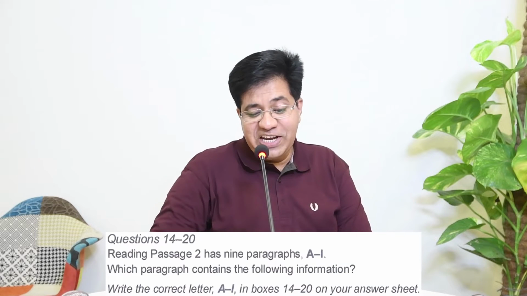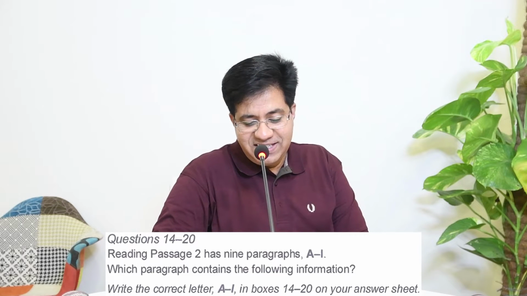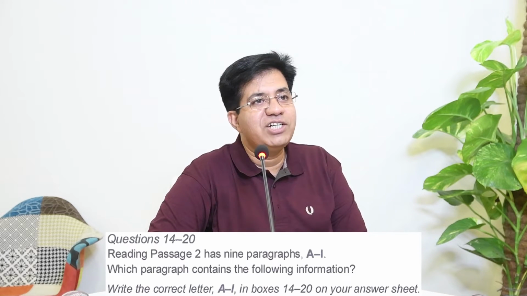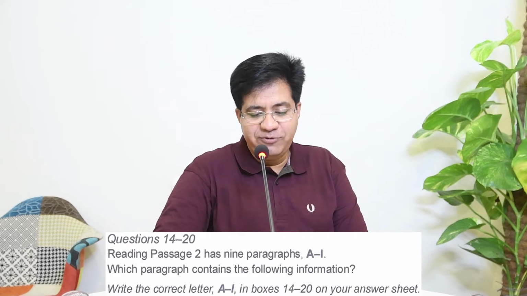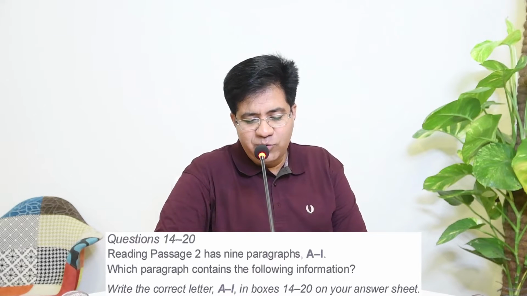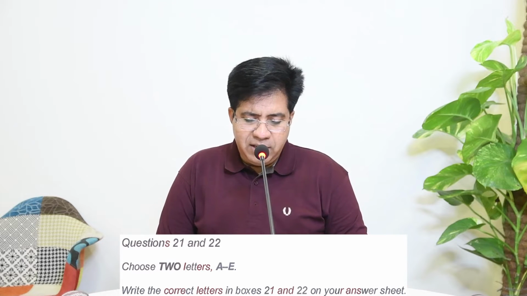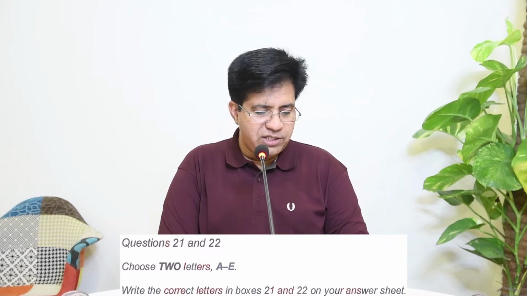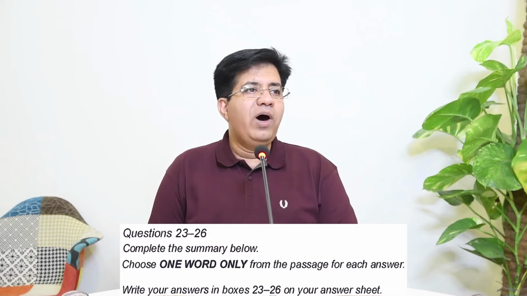Questions 14 to 20. Which paragraph contains the following information? Type A or B? B. And there are many questions, right? 14 to 22. How many? 7 questions. So let's not touch them at the moment. Questions 21 and 22, double multiple choice questions. And questions 23 to 26, one word only.